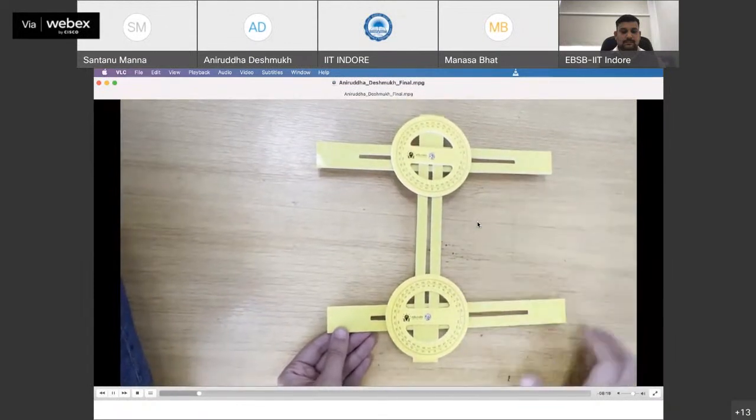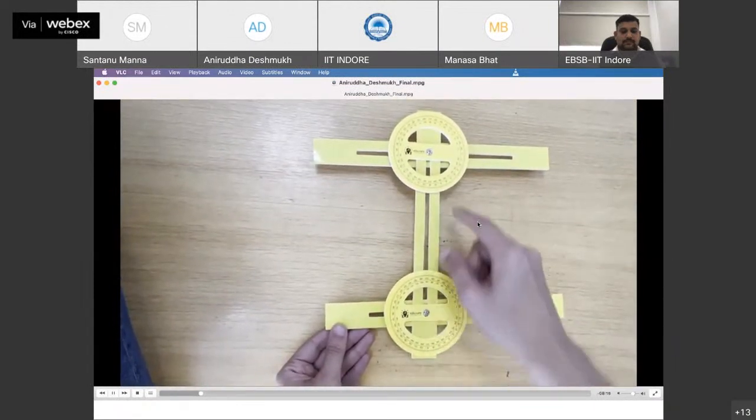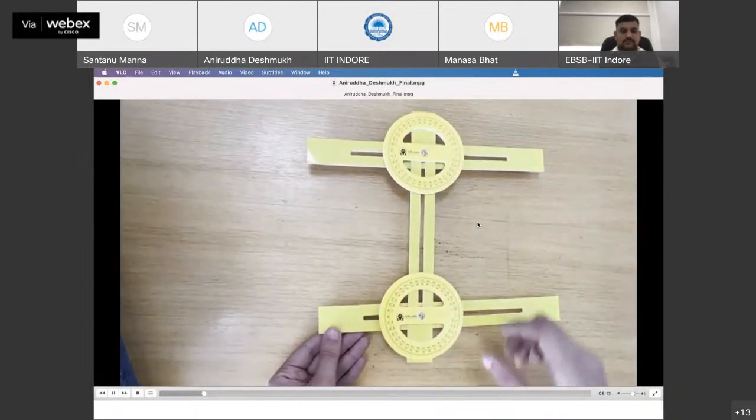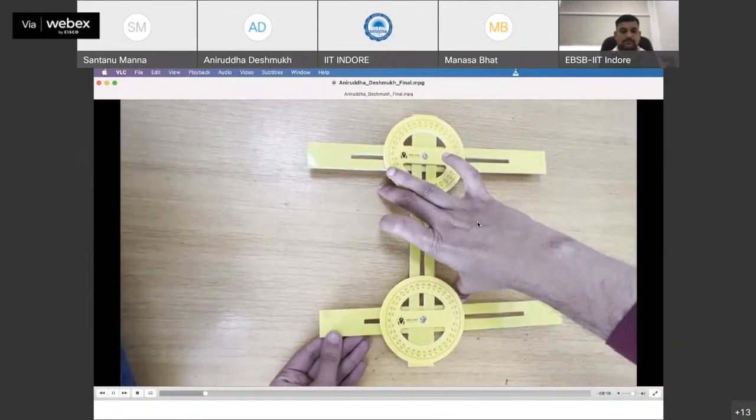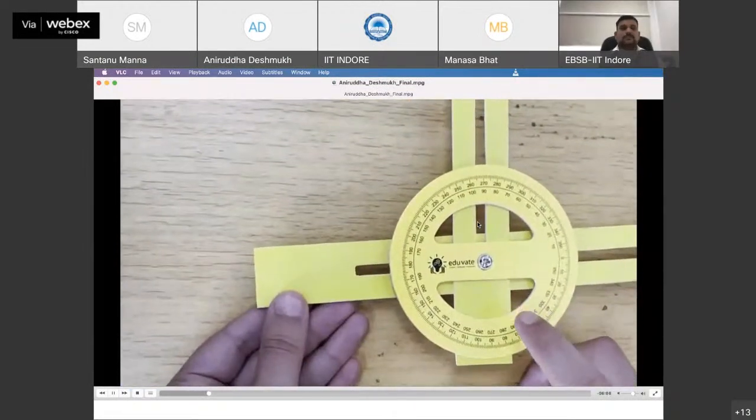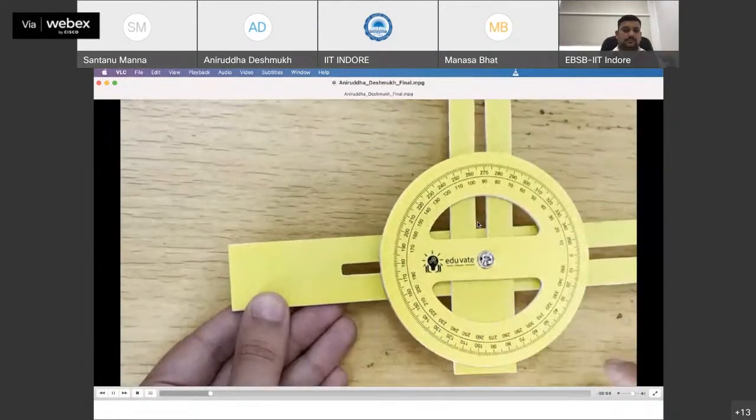So these two are parallel lines, and we are going to measure angles from this transversal. There are 4 different angles that are made. So these two are called alternating angles, and these two are called corresponding angles. So we are going to see the properties of those. So let us first measure this angle.